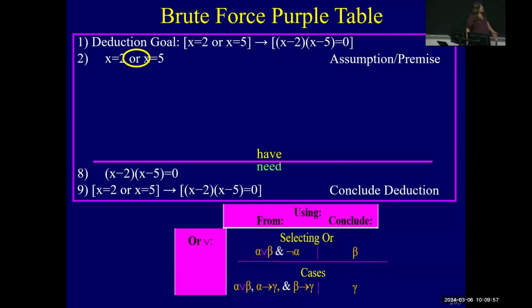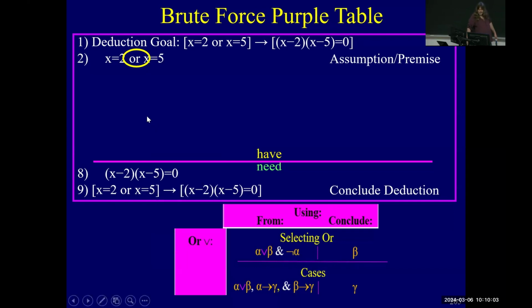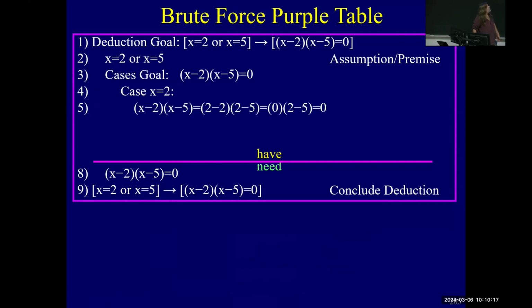All right, so here we have an or, so maybe we can do proof by cases. So let's bang out proof by cases. What's our goal? Well, that's what we need, right? So why don't we write that as our goal. Our goal is to prove that by cases. Then we have to say what the cases are. Well, the or tells us what the cases are, right?